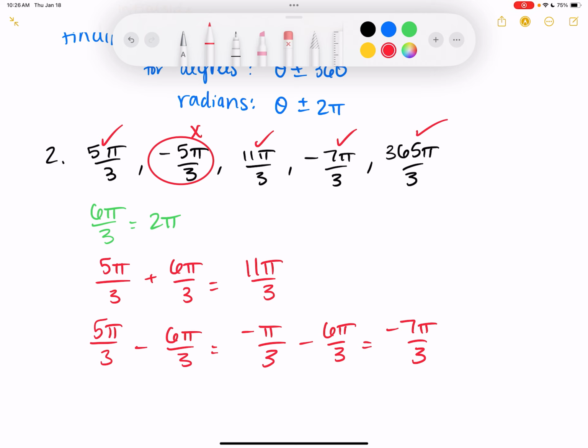It could give you a multiple choice and say, here's your angle. Which of these options is not coterminal with that given angle? And your multiple choice options could be like this. But you would just add or subtract increments of 2 pi or increments of 360 to find other coterminal angles.